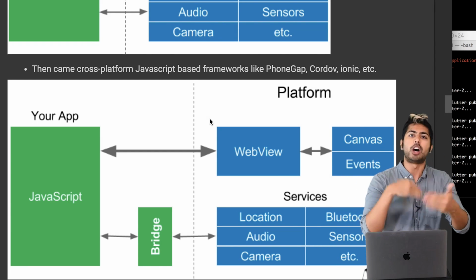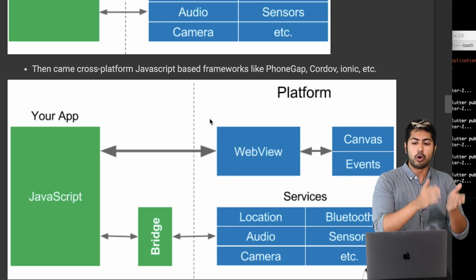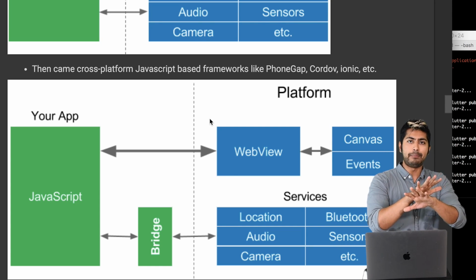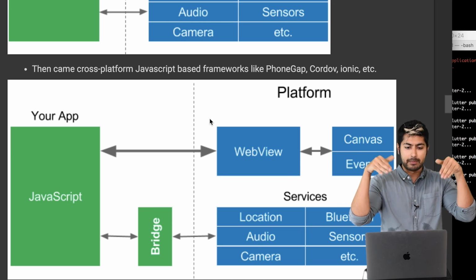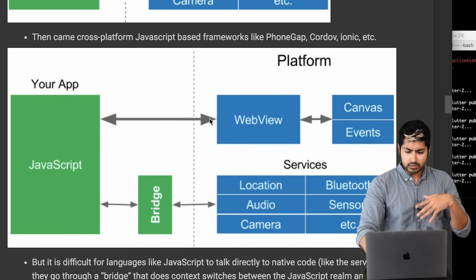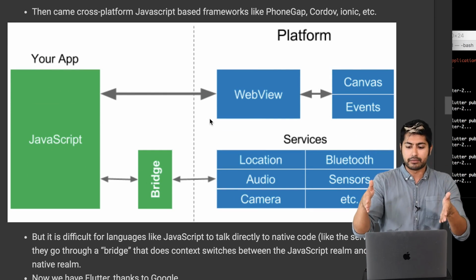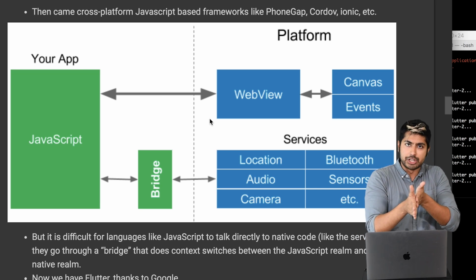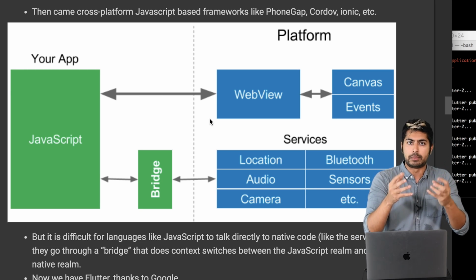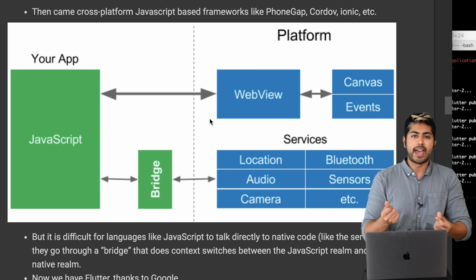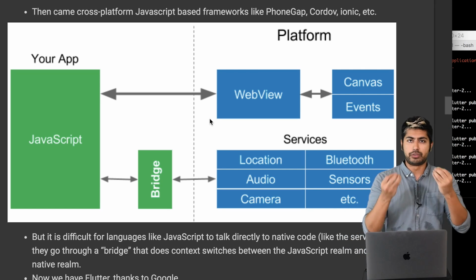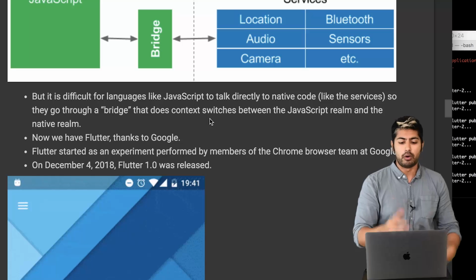Then came these cross-platform JavaScript apps like PhoneGap and Cordova. And so what happened then was you just wrote your entire app in JavaScript. That JavaScript was then compiled down to talk directly to native code. And then there was this bridge that allowed you to just write JavaScript and deploy to all these different services. The problem is that that was very slow. JavaScript is very slow for that.